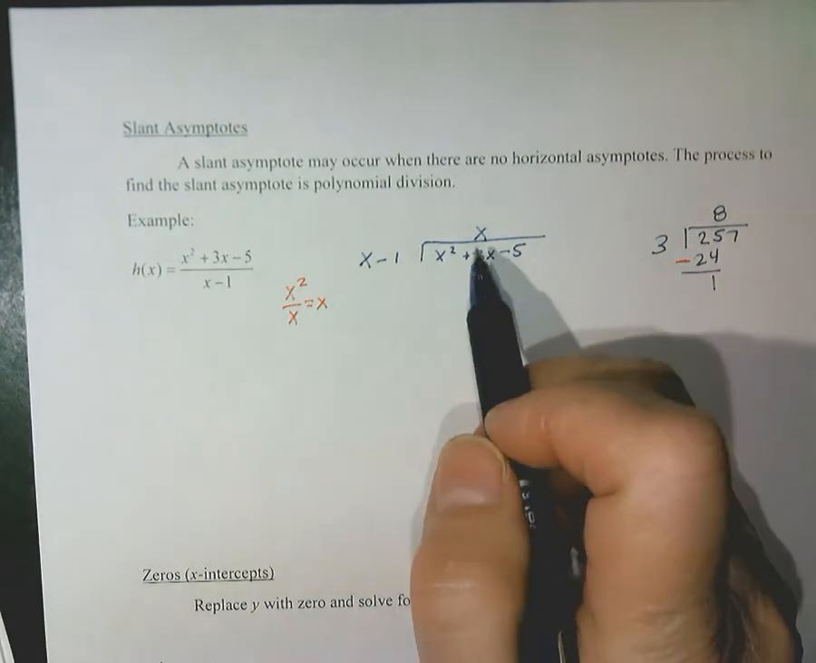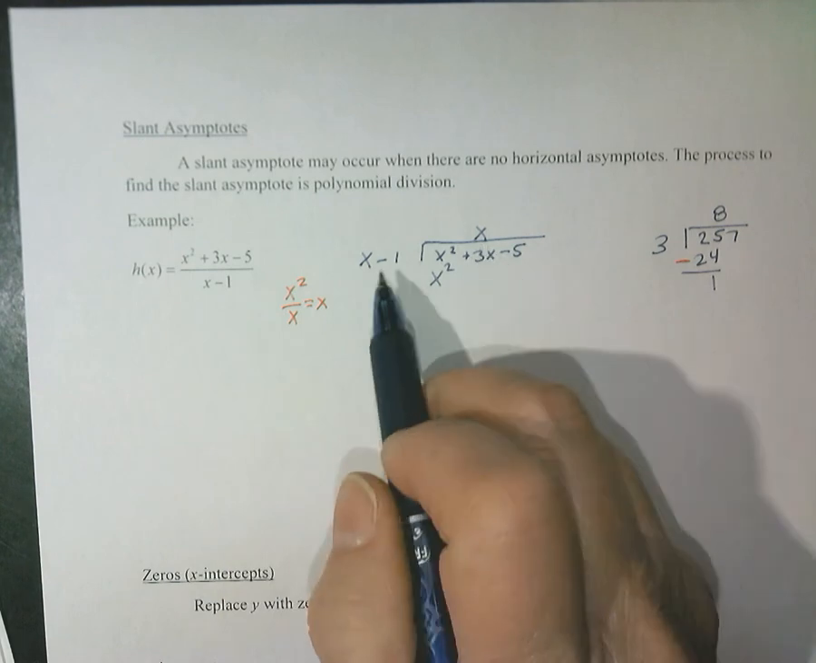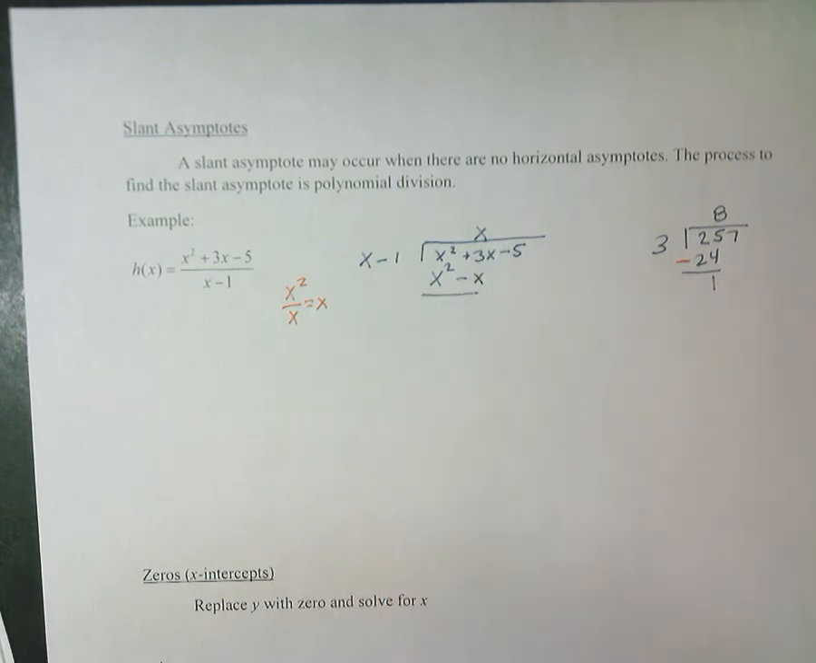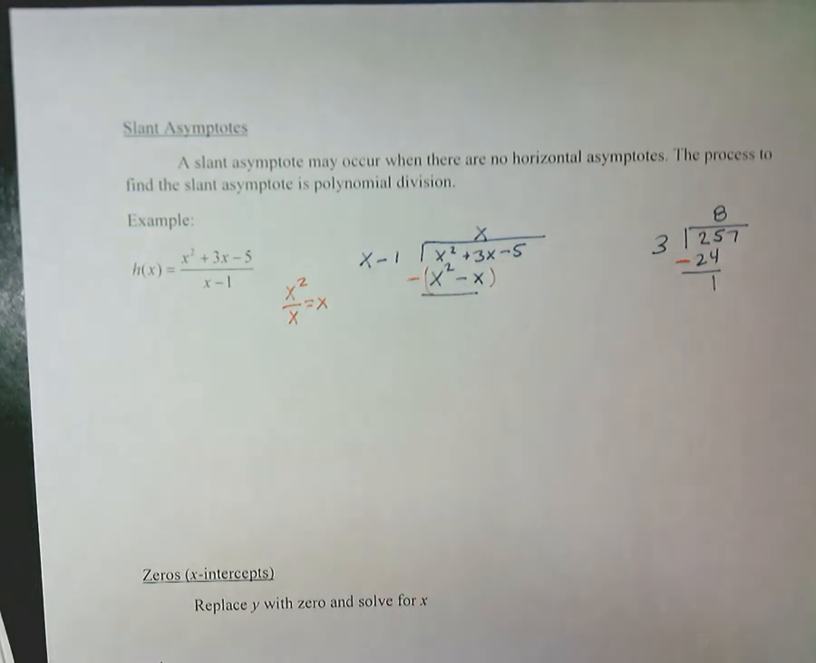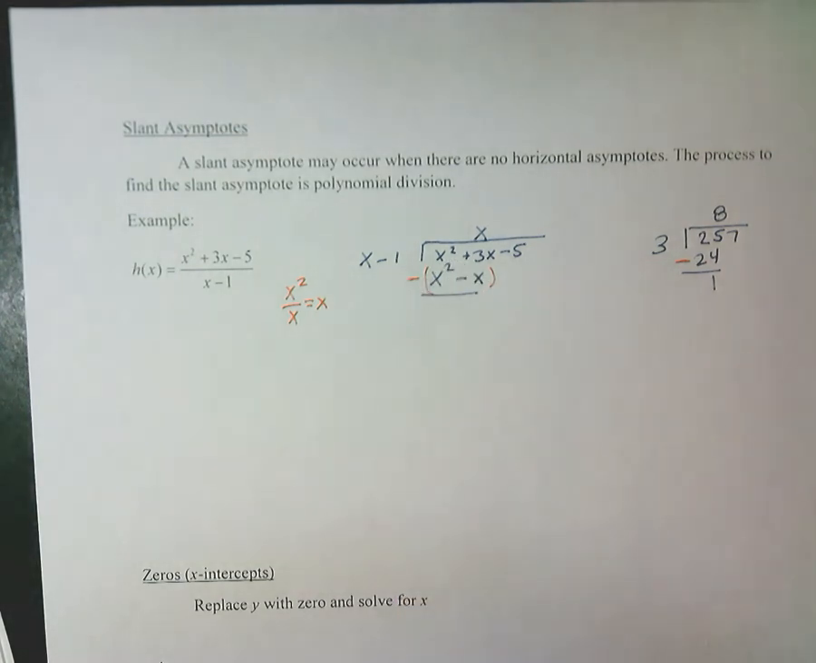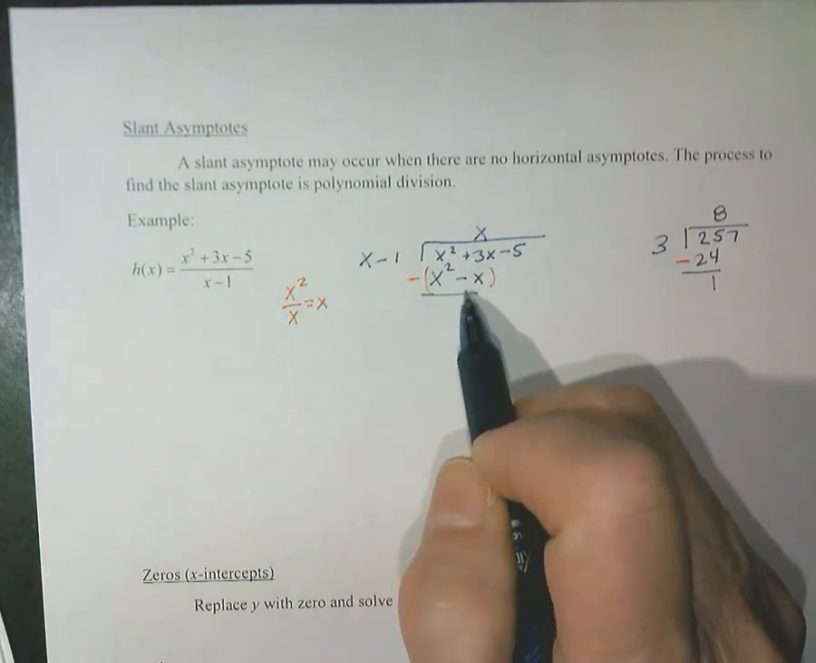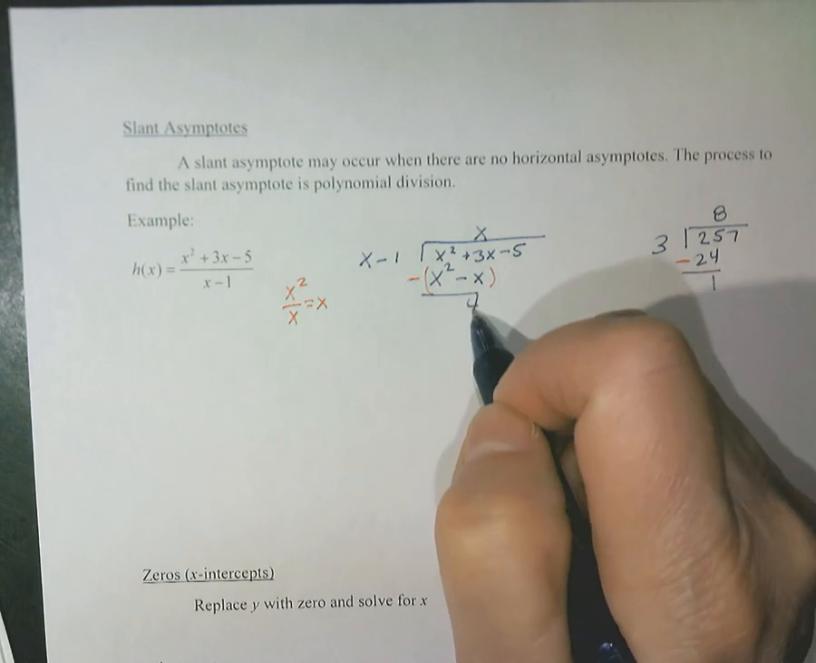So what happens here is I'm going to multiply. X multiplied by x is x squared. X multiplied by negative 1 is negative x. But then I also have to subtract. And then x squared minus x squared is 0. That's exactly what I want to happen. 3x minus a negative x will be 3x plus x. So I get a 4x.